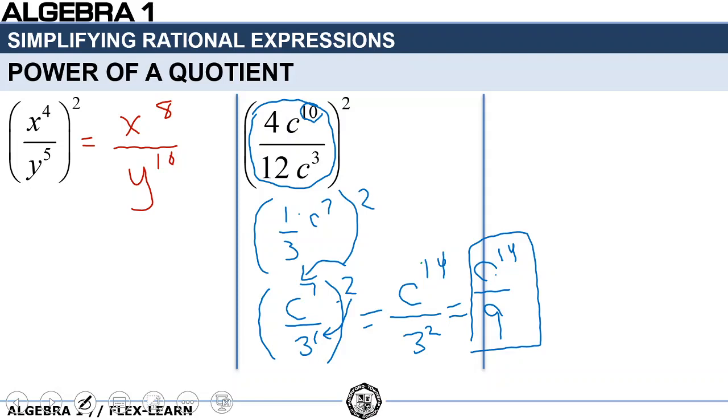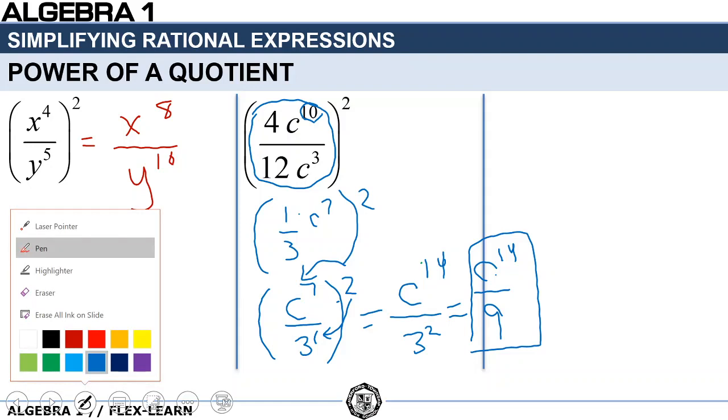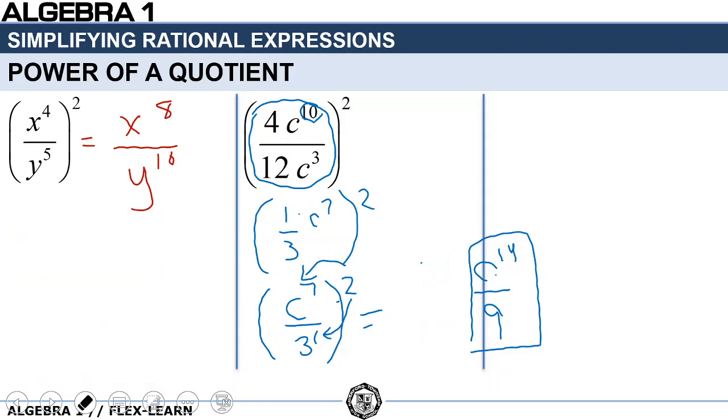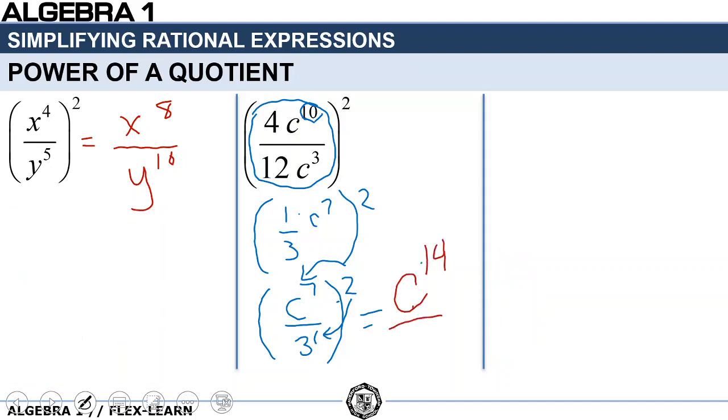Okay, let me erase that just for a second and just make this a little cleaner. But c to the 14th over 9 will be your final answer there. Okay, so let's just write that. C to the 14th divided by 9. All right, one more example here.